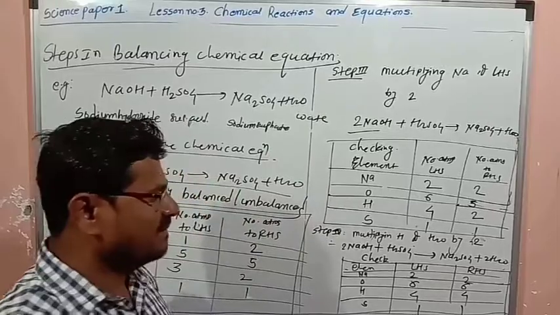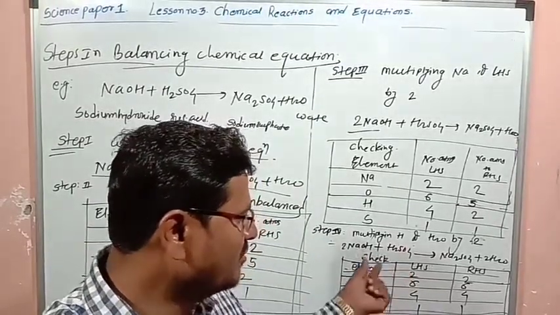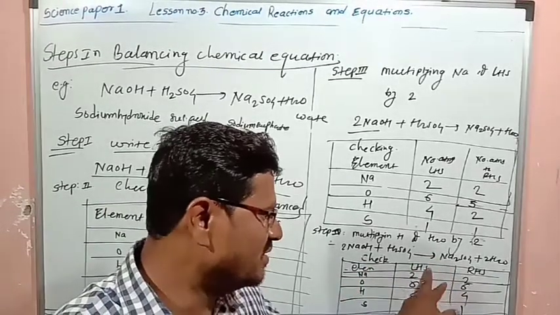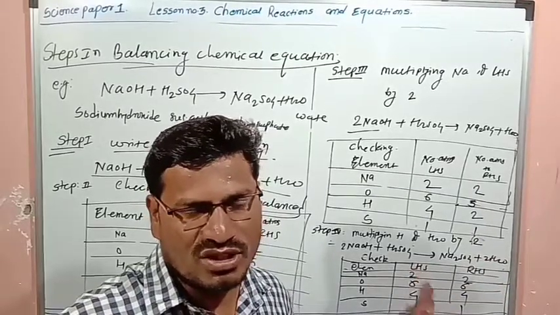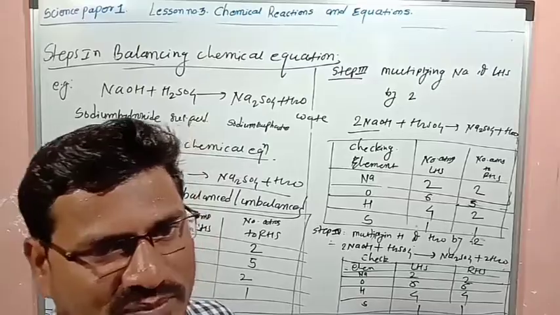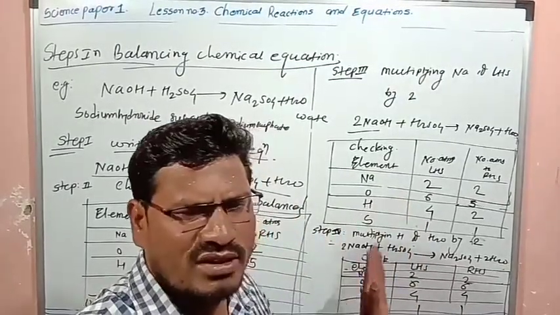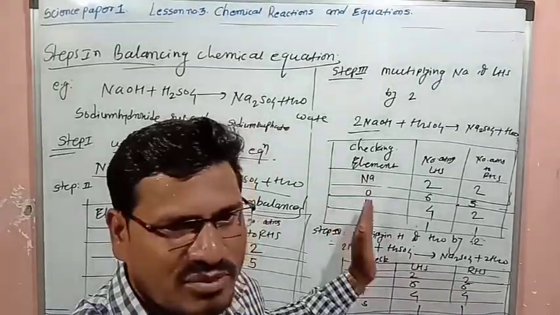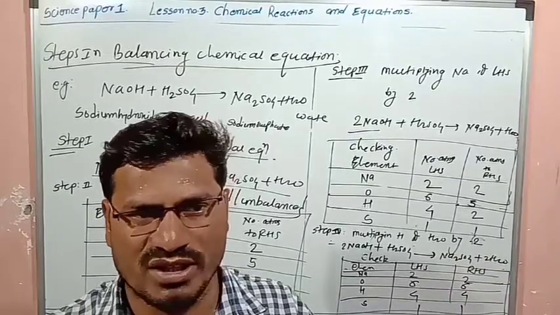So in this chemical equation, you can see the number of atoms of sodium, oxygen, hydrogen, sulfur to the LHS are the same as to the RHS. So this chemical equation is balanced. So the last step is there. What is the last step? Step number 5 will be there, and in that step you have to write the balanced chemical equation, and then all your steps will get completed.